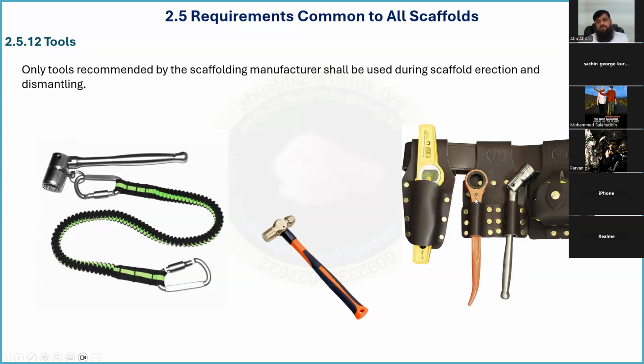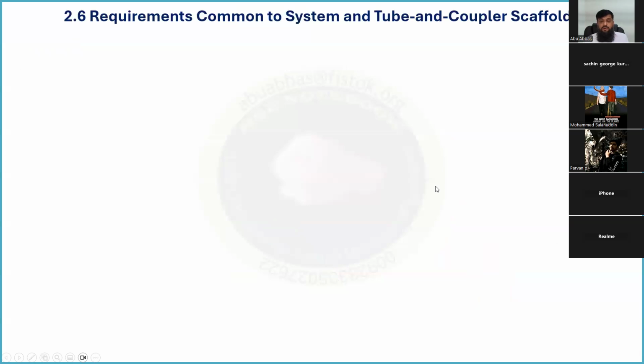Sometimes they also strike with the spanner. Okay, and seriously wrong attitude. The spanner will get damaged, definitely, and the scaffold component will not be tightened enough.